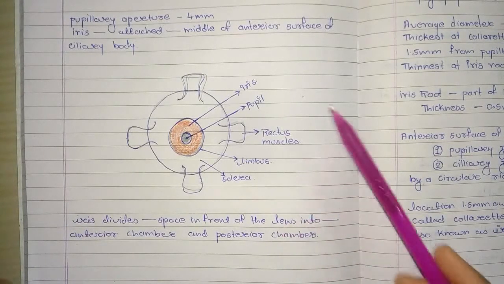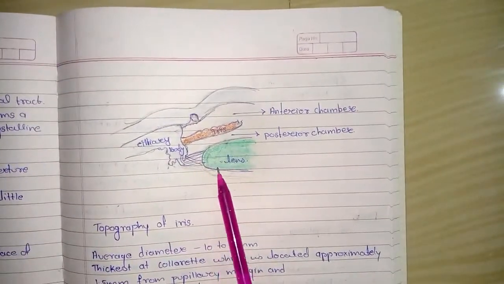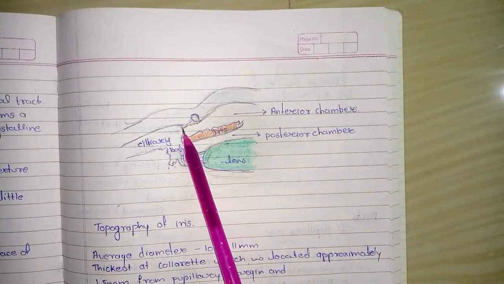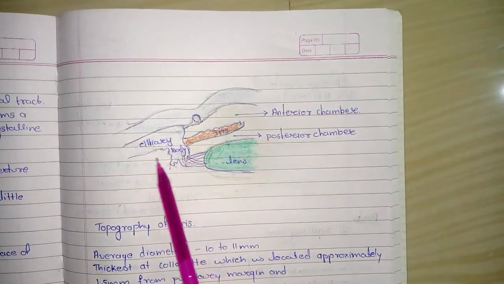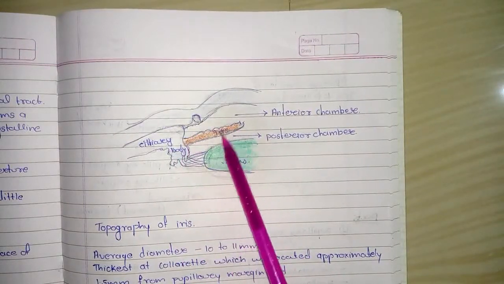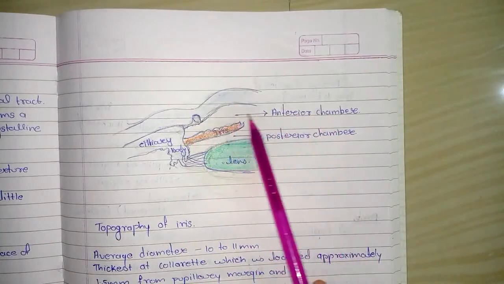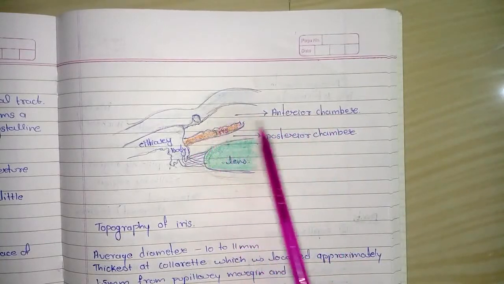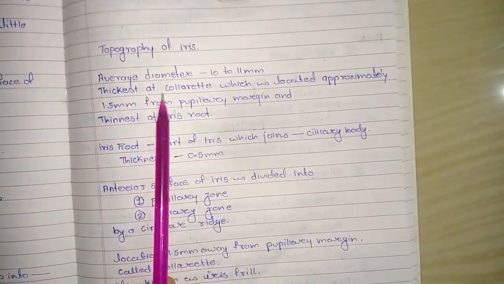Now the diagram. Here in this diagram you can see the iris is attached to the middle of the anterior surface of the ciliary body, and the iris is present in front of the lens, and the iris is dividing the anterior chamber and the posterior chamber. Now we are going to see the topography of the iris.